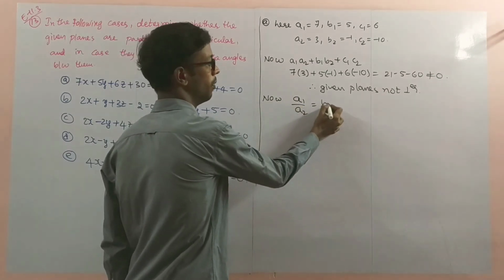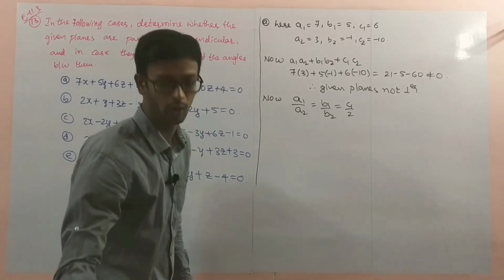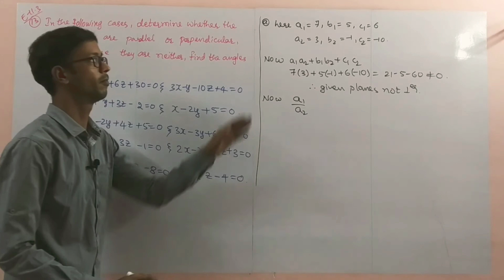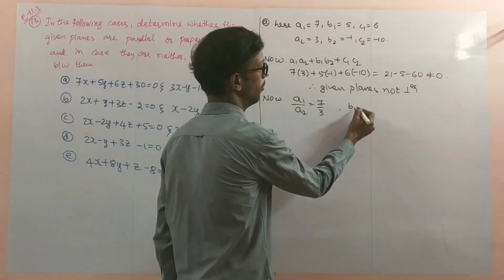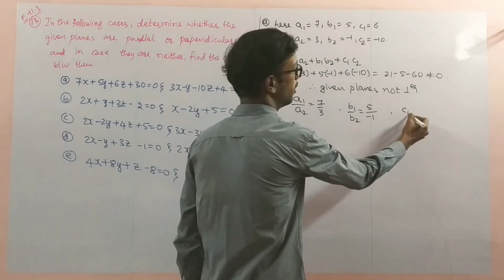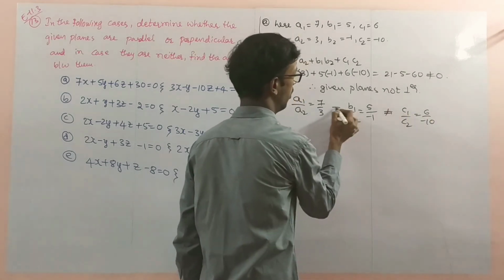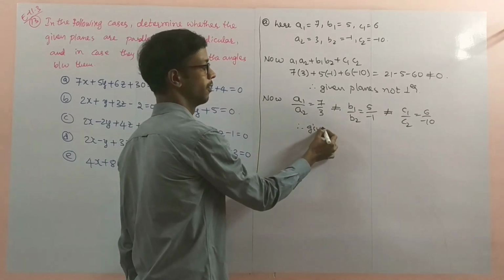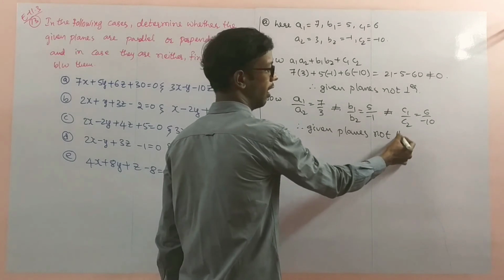Not perpendicular means now you have to check a1 by a2, b1 by b2, c1 by c2 values. No need to write equal. a1 by a2 is 7 by 3, b1 by b2 is 5 by -1, c1 by c2 is 6 by -10. Not equal. Therefore, the given planes are not parallel.